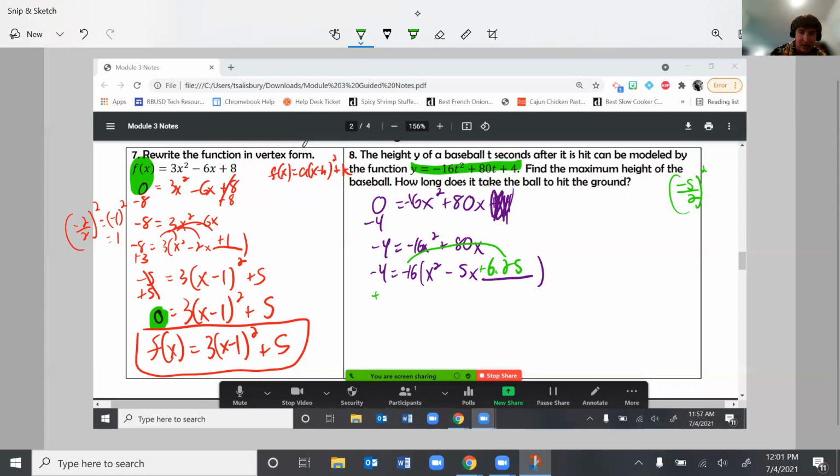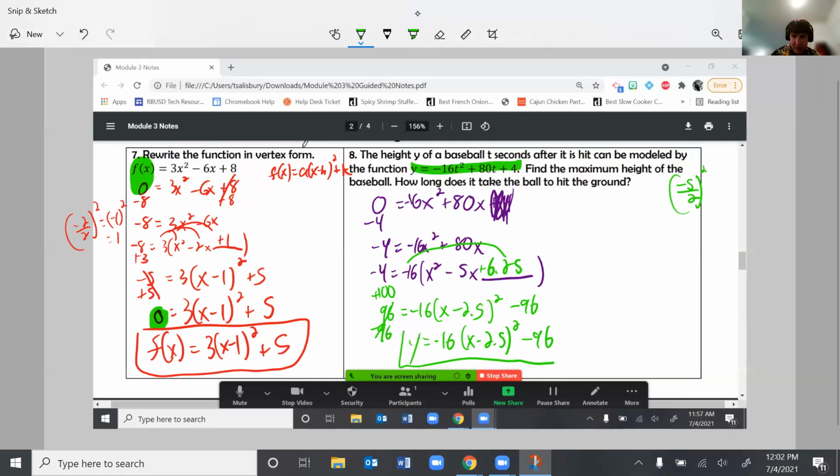It's actually nice on this side. So you get 96 is equal to negative 16 x, well, half of 5 is negative 2.5, squared. Okay, then we just got to get it back to 0. Subtract 96 on both sides. Boom. So 0 is equal to negative 16 times x minus 2.5 squared, minus 96. So that way I can convert the 0 back into y if I want to. So there's my vertex form.